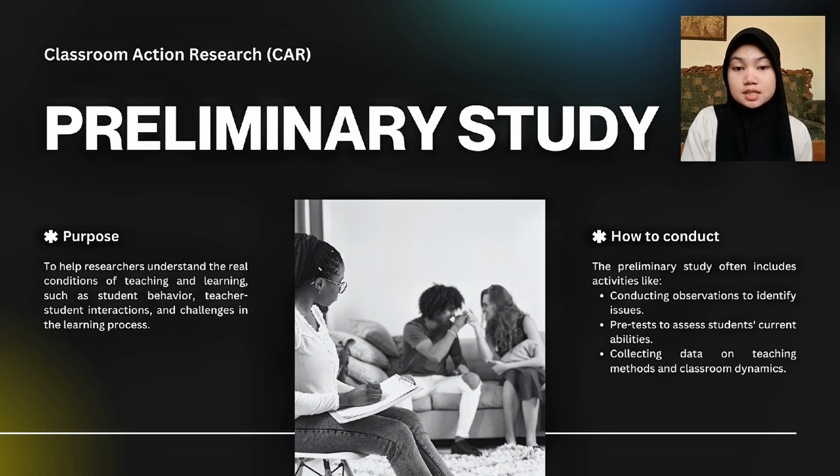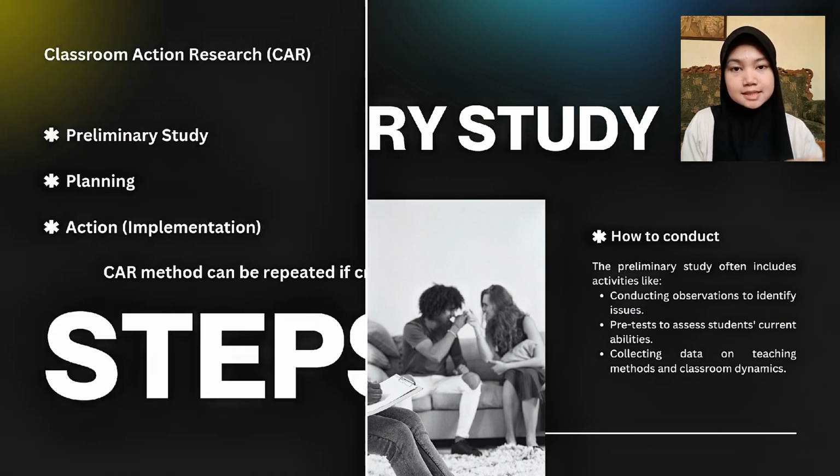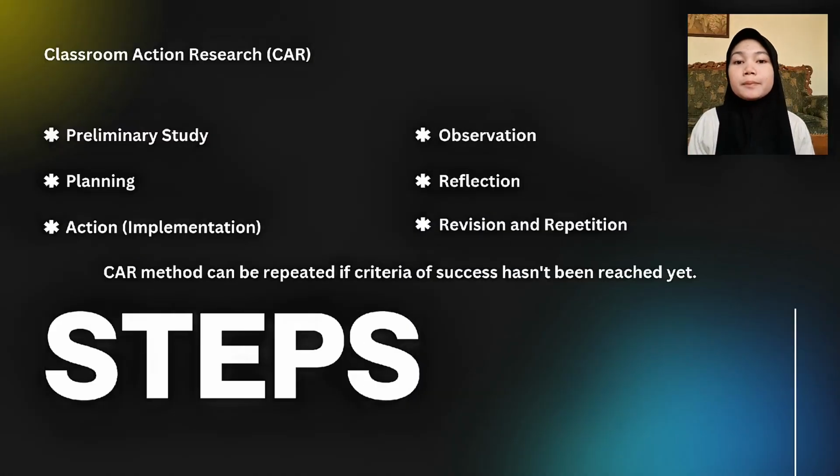In classroom action research, a preliminary study is a crucial initial step. It involves observing and identifying problems in the classroom to establish a baseline for the research. The preliminary study often includes activities like conducting observation to identify the issue, a pre-test to assess students' current abilities, and collecting data on teaching methods and classroom dynamics. Then, after conducting the preliminary study, the following steps are planning, action, observation, reflection, and revision.